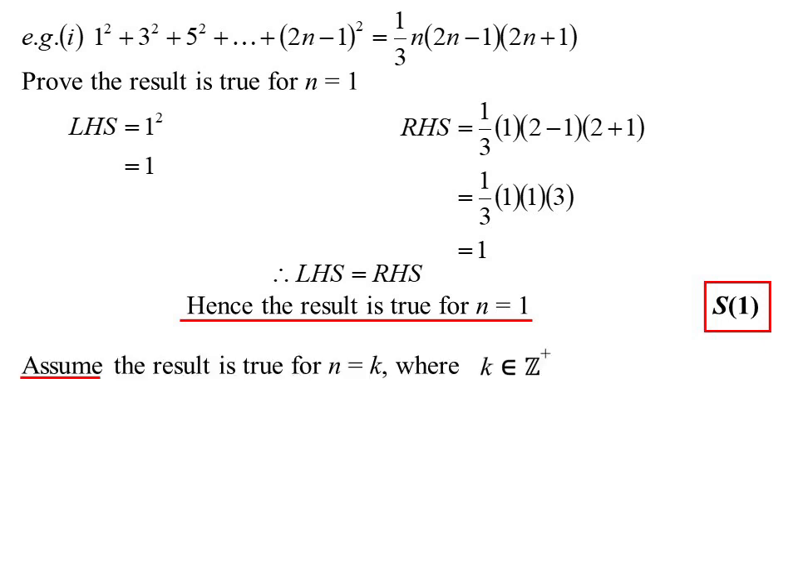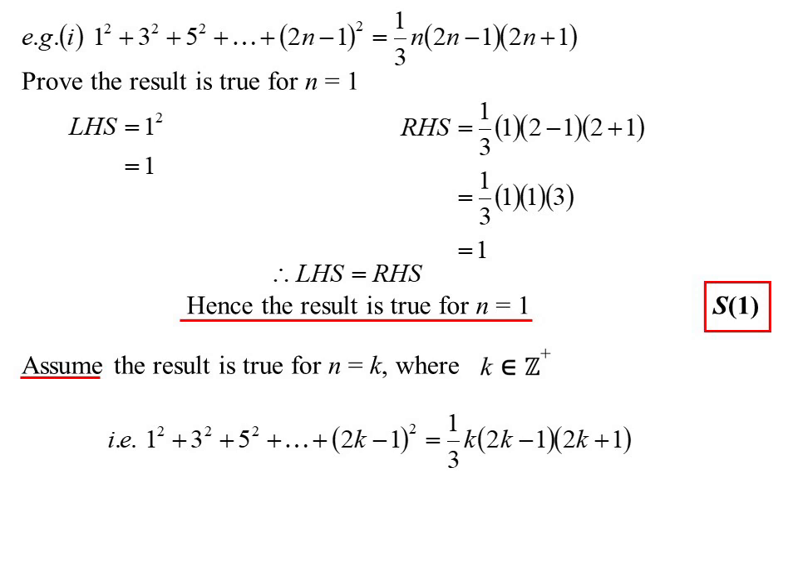The next thing I wanted to do was make the assumption. So I'm going to assume the result is true for n equals k, and I'm using the set notation here where k belongs to the positive integers. Because I'm talking about a series here, and we have a first term, a second term, a third term, so n's got to be a positive number. But not only do I write that down, I write down what my assumption is. Someone is reading your proof, they need to know what you're assuming.